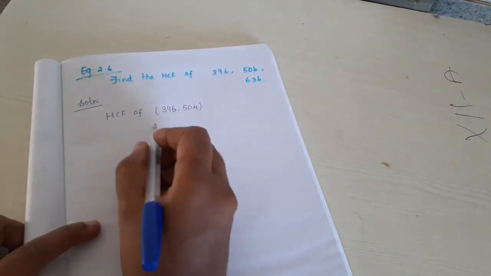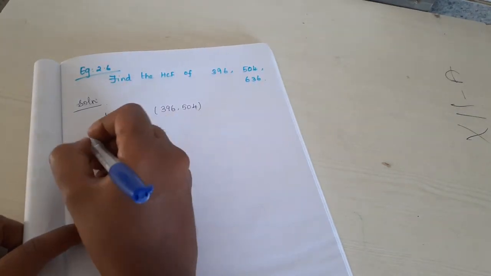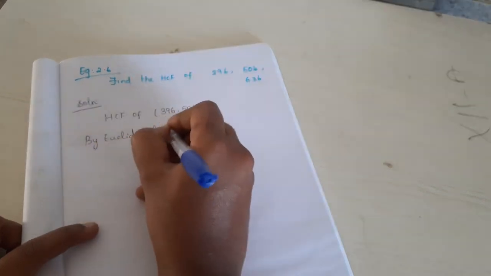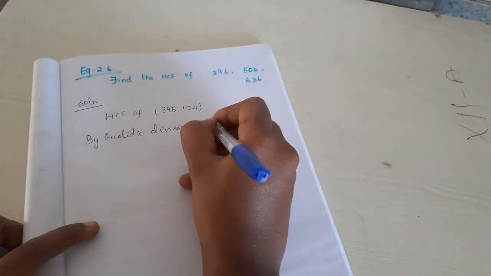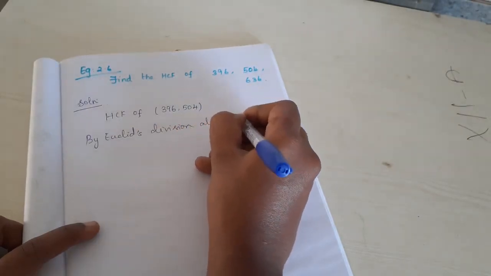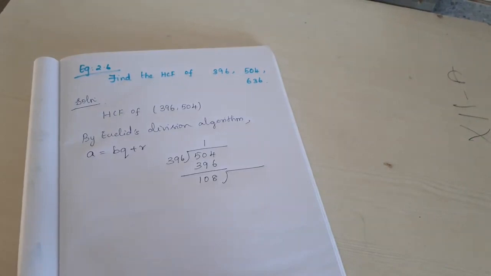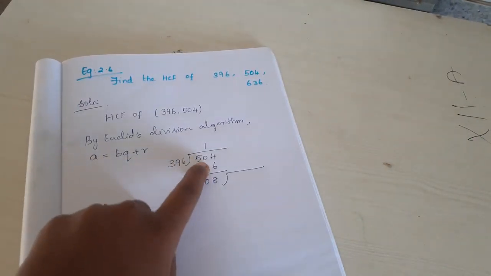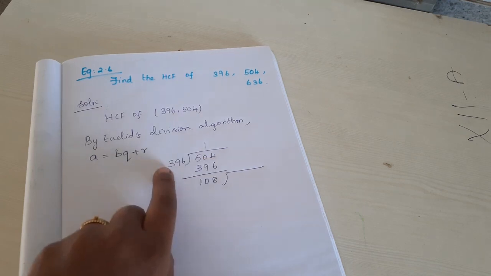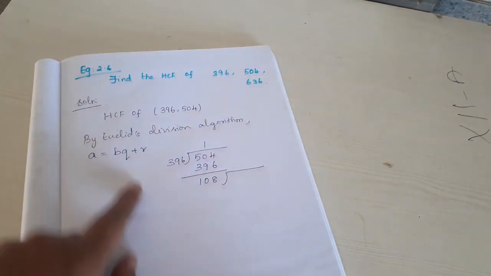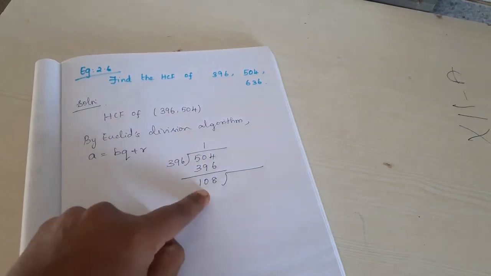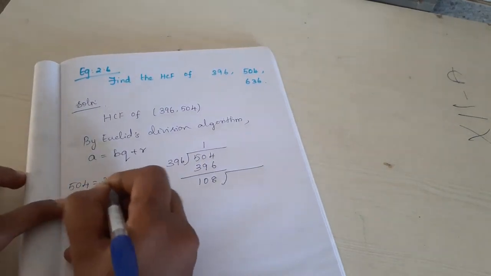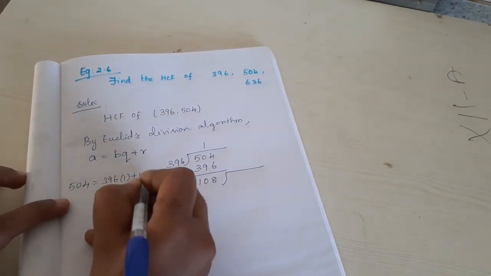Okay, so which is A? The biggest number is A. So by Euclid's division algorithm, listen dear students, A is equal to BQ plus R. So the biggest number 504 goes inside and 396 outside. First 2 numbers we are going to find. Okay, so it is only one time possible, so the remainder is not 0. So how can we write? 504 is equal to 396 into 1 plus 108.